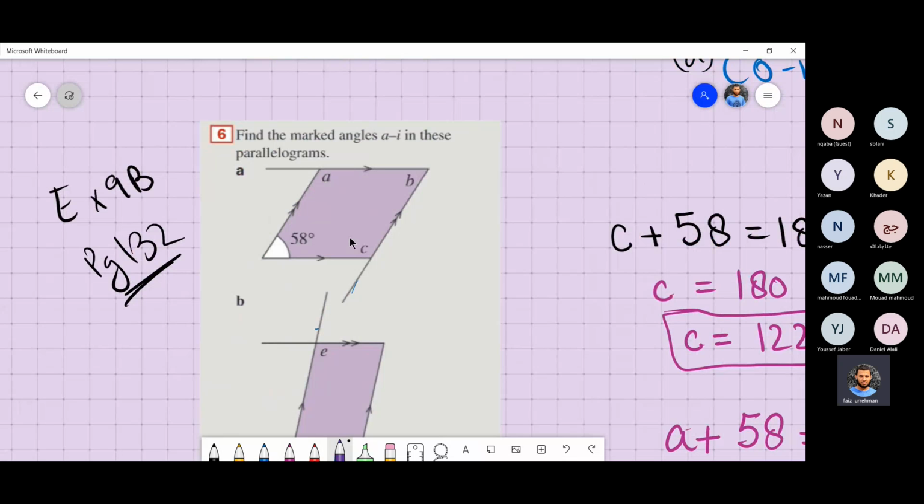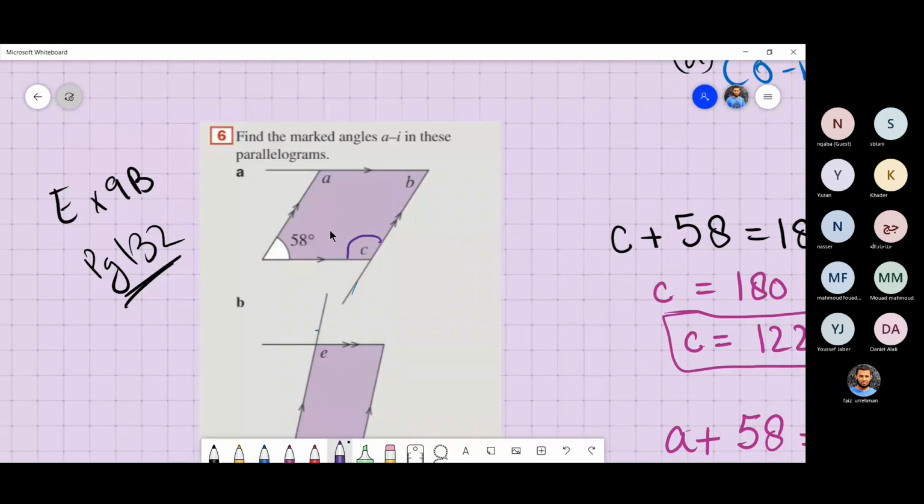Should I continue this question or should I move on? Move on. Using the co-interior property, you can find 58 and then you will find this angle. Then using co-interior again, you can find these two angles, and again from here. You will use co-interior 3 times and you will find the answer in this question.